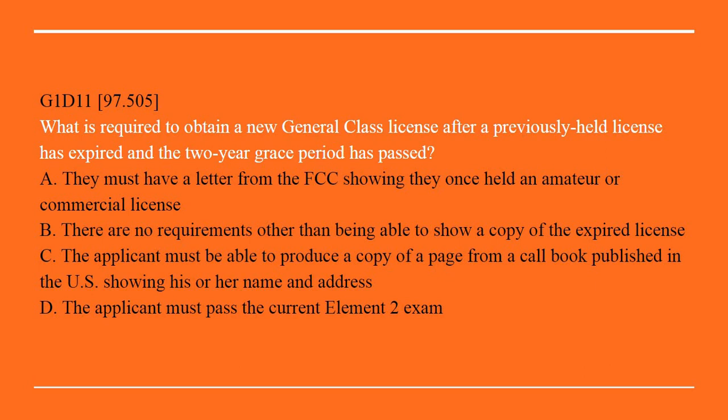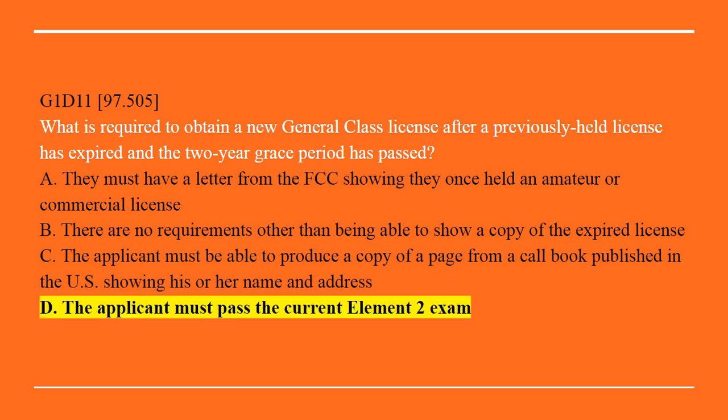G1D11. What is required to obtain a new general class license after a previously held license has expired and the 2-year grace period has passed? A, they must have a letter from the FCC showing they once held an amateur or commercial license. B, there is no requirement other than being able to show a copy of the expired license. C, the applicant must be able to produce a copy of a page from a call book published in the U.S. showing his or her name and address. Or D, the applicant must pass the current element 2 exam. Correct answer is D, the applicant must pass the current element 2 exam.